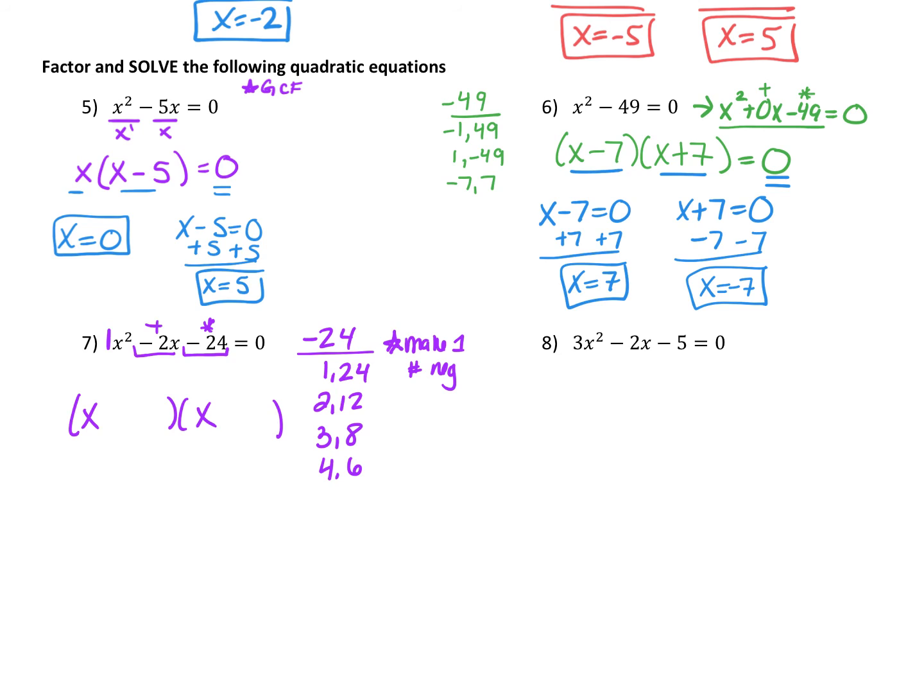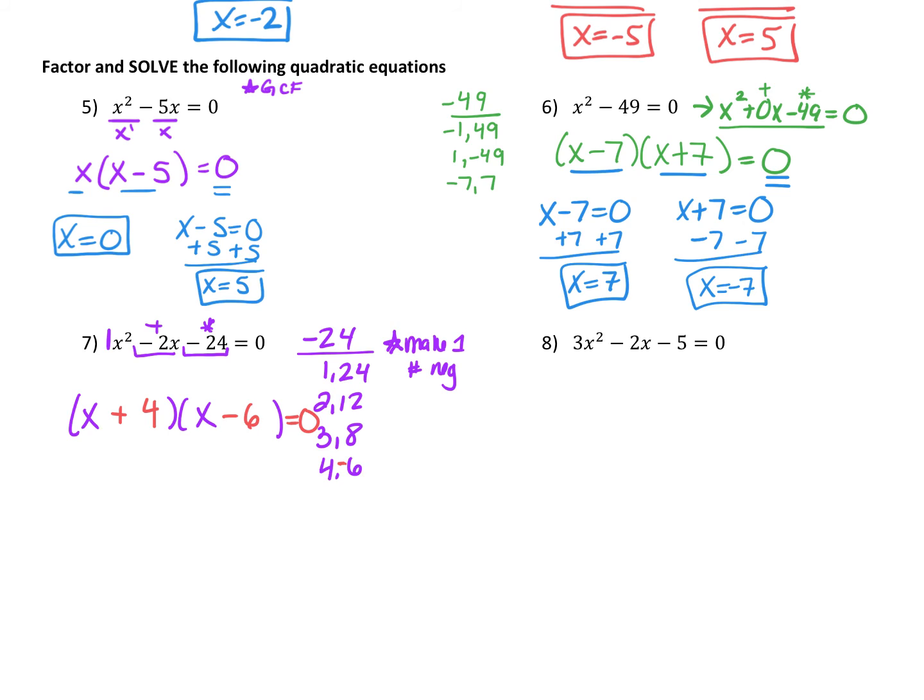So 1 and 24 won't work, 2 and 12 won't work, 3 and 8. Well, if I make 3 negative, I get negative 3 plus 8 is 5. If I make 8 negative, I get negative 5, so that's not going to work. If I make the 4 negative, negative 4 plus 6 is positive 2, so that's not what I want. I want the 6 to be negative, so 4 minus 6 is negative 2. So my factors are going to be x plus 4 and x minus 6.